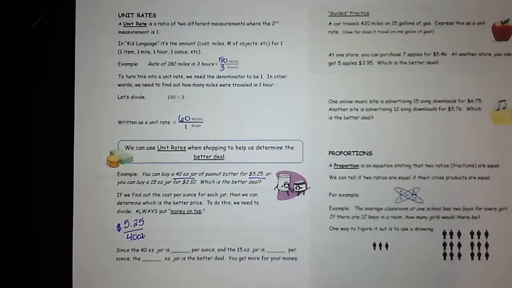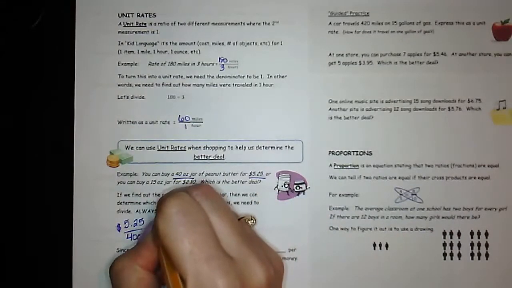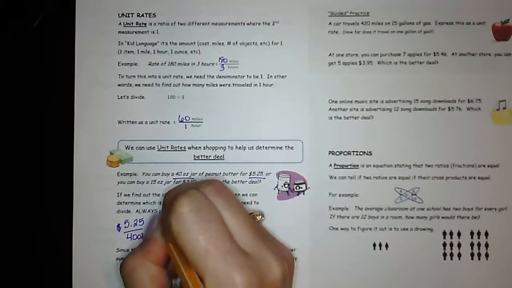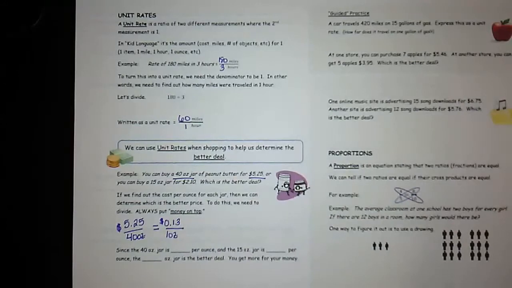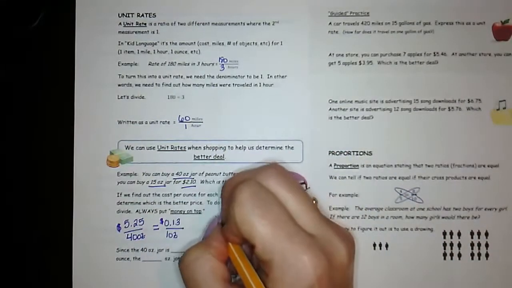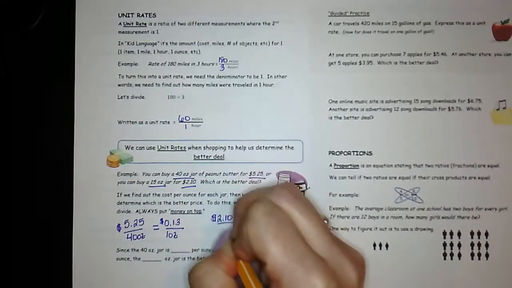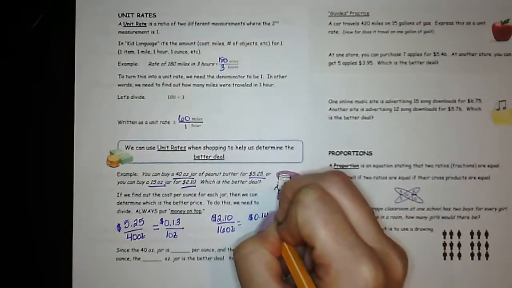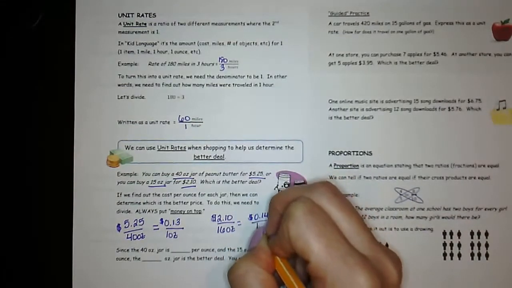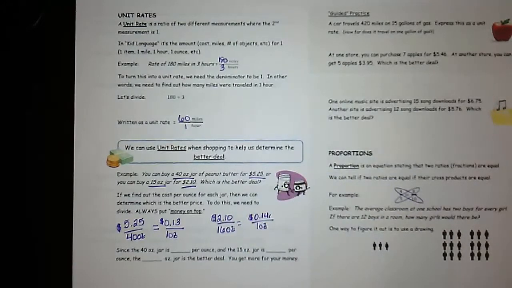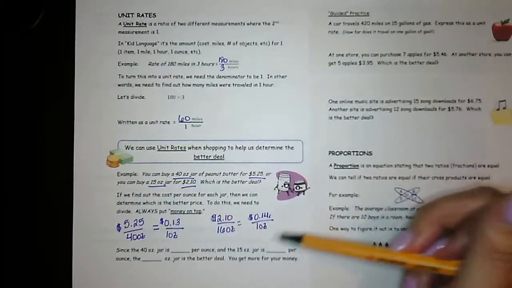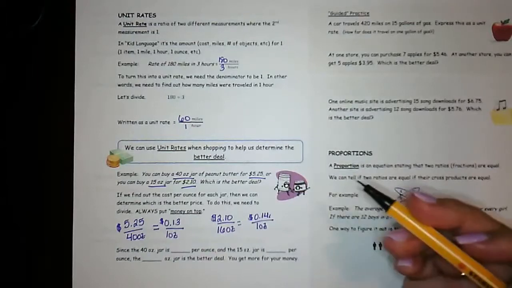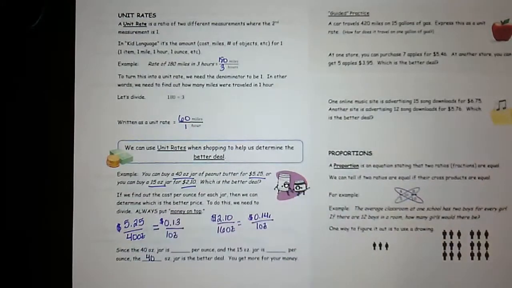And when we divide, we get 13 cents out of 1 ounce. And then the next one we have is 15 ounces for $2.10. And when we divide that, we get 14 cents out of 1 ounce. And so since 14 cents is more than the 13 cents, this one is going to be a better deal. So the 40-ounce jar is a better deal.